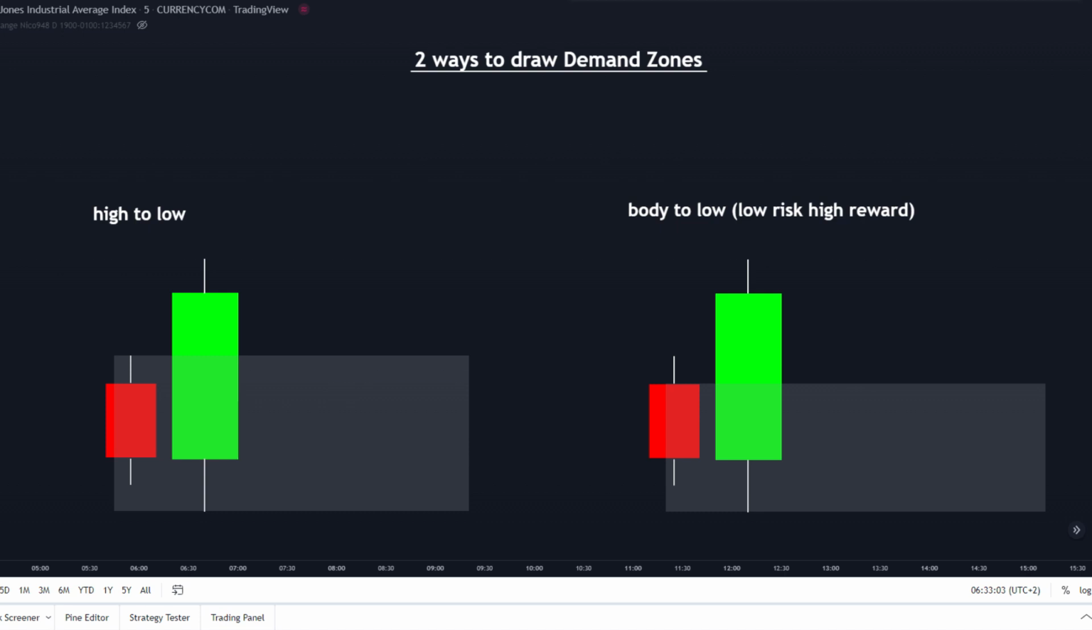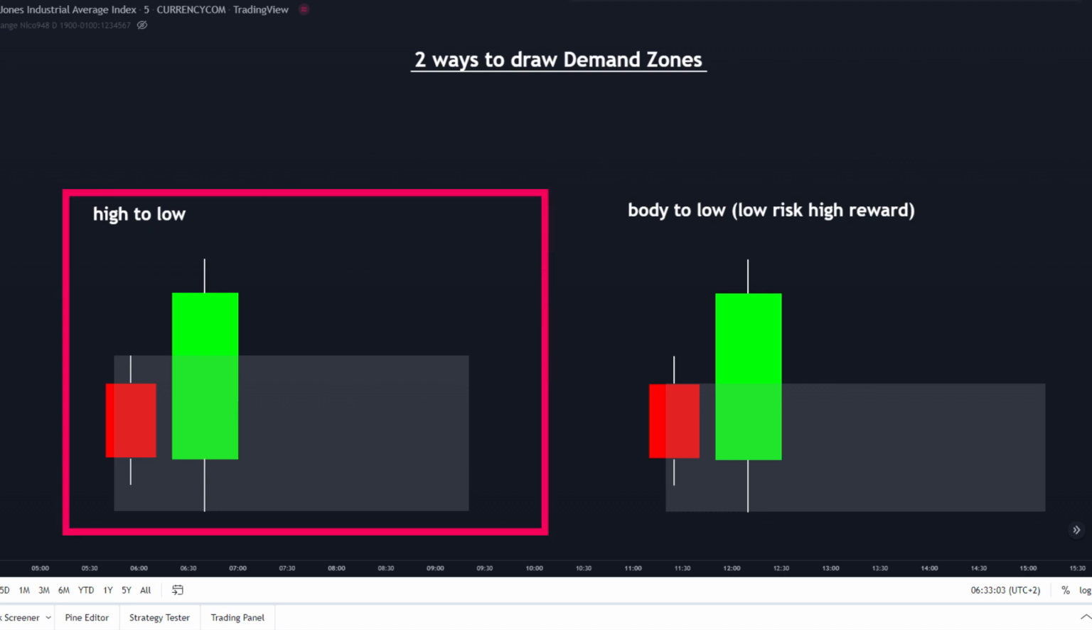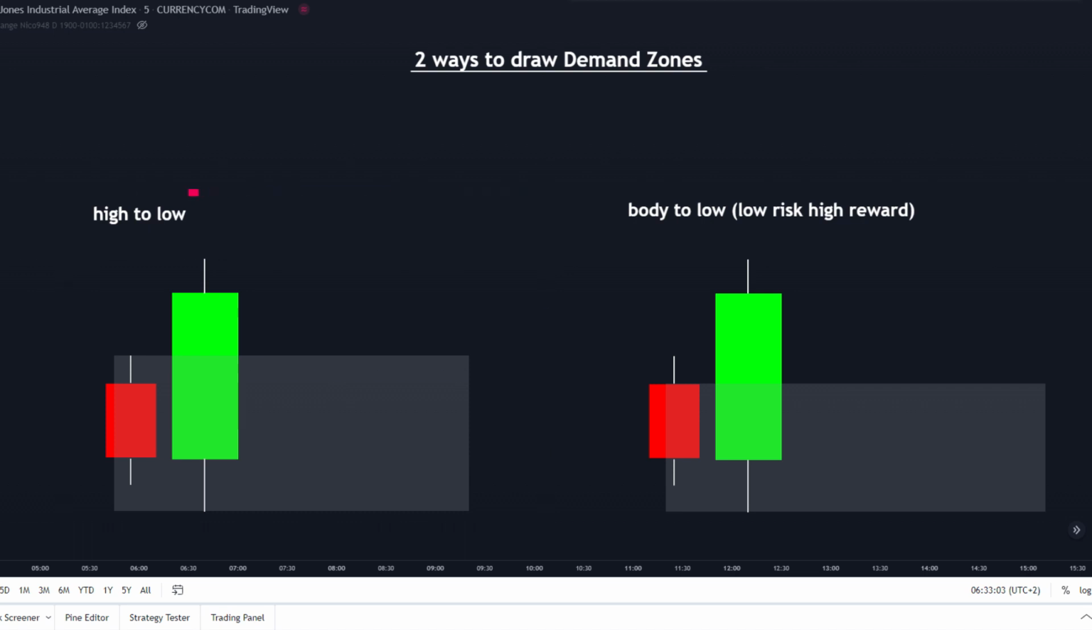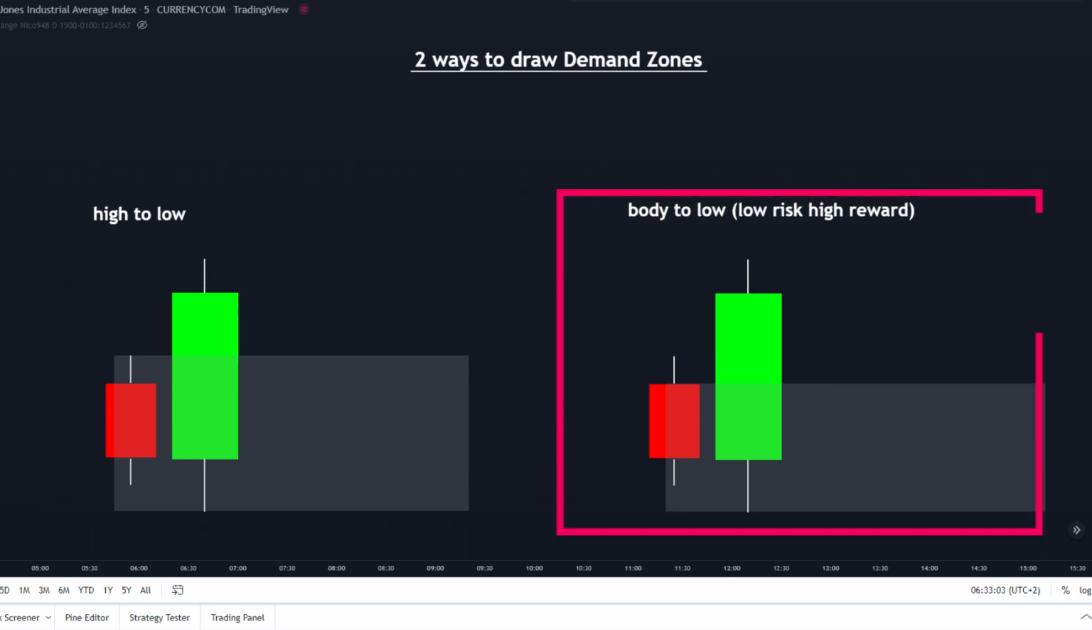Now we will learn how to draw supply and demand zones on our chart. There are two ways to draw supply and demand zones. The first step in drawing supply and demand zones is you need to be able to spot engulfing candles on a chart. So here on the first example we can see that we draw the zone from the previous bearish candle's high to the low of the bullish candle. On the second one we can see that we draw the zone from the previous bearish candle's body to the low of the bullish candle.